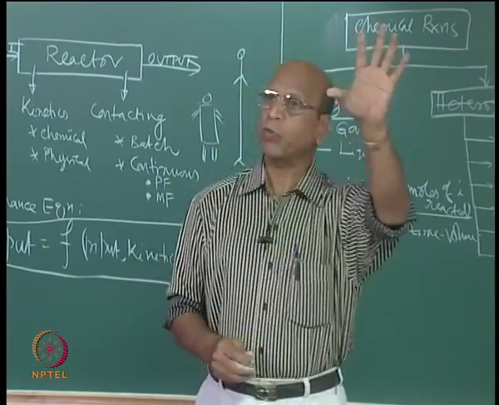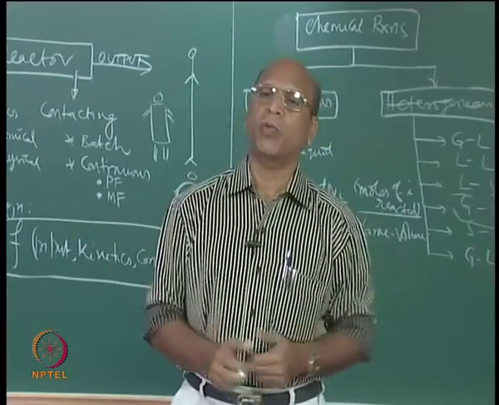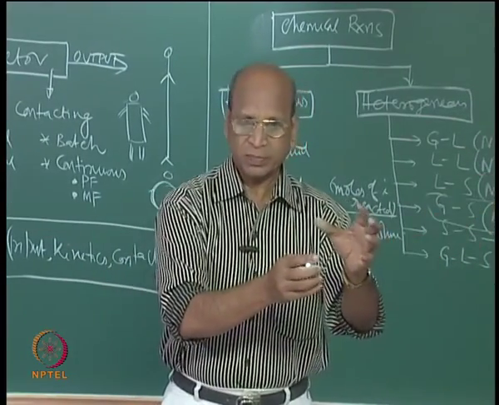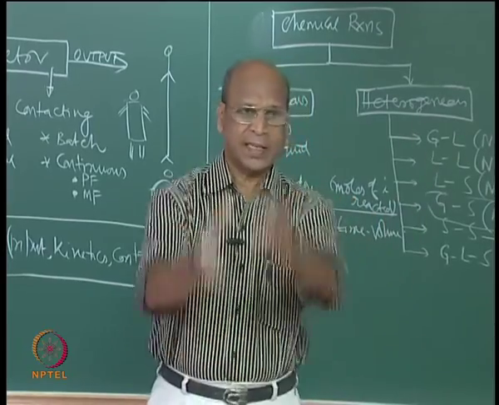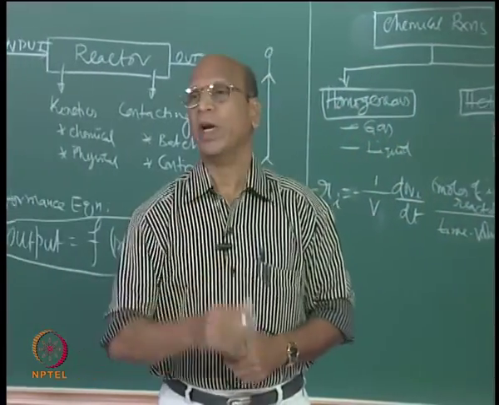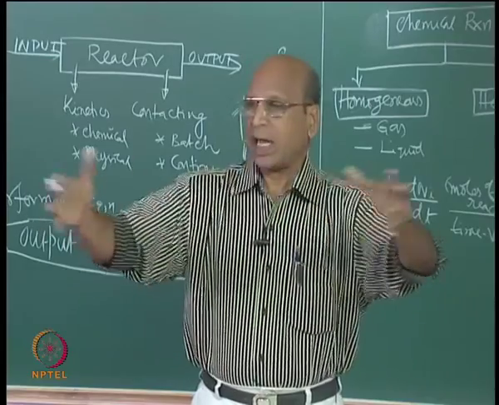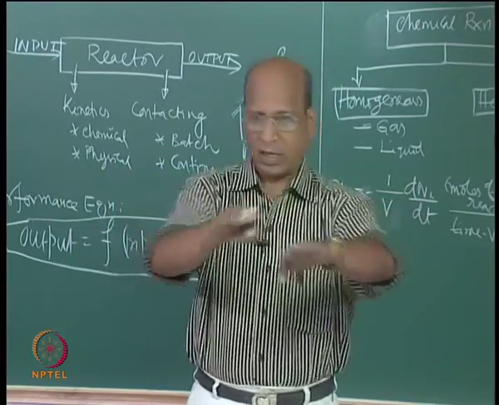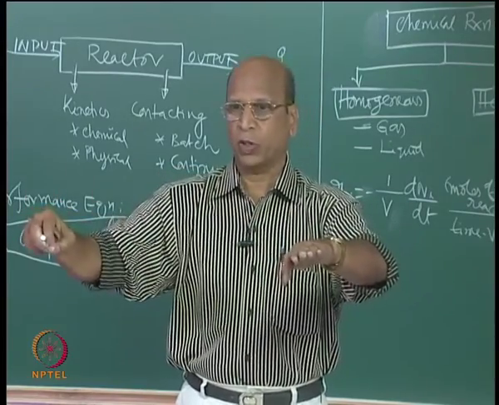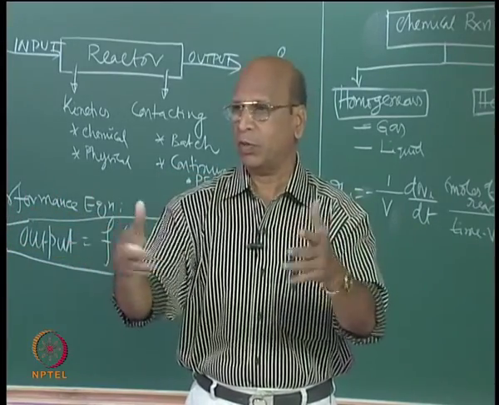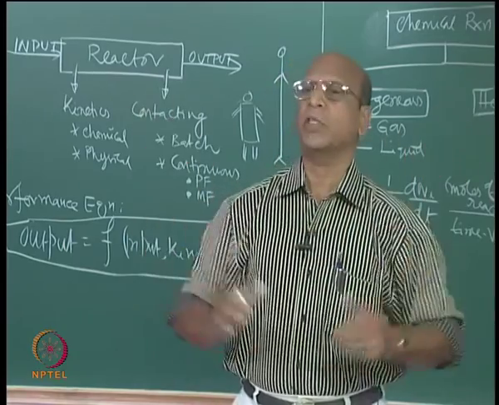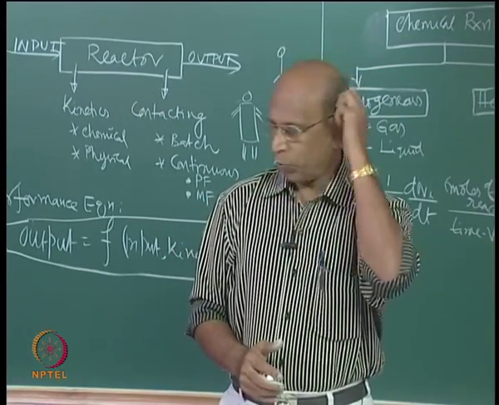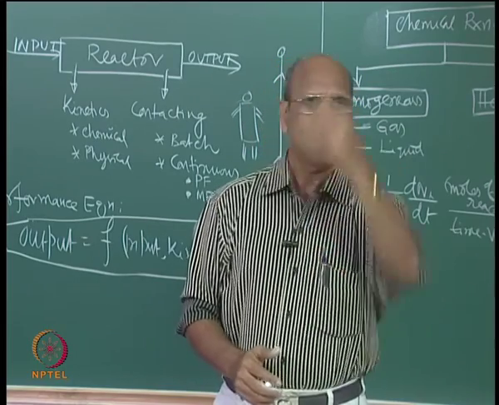Minimum 10 and above if you use, then only you will have the uniform voidage. Otherwise, what will happen? Near the walls, you will have more voidage, at the center you will have less voidage. But by increasing the diameter and putting only 100 particles, for example, across one diameter, if you are able to put 100 particles, most of the non-uniformities will disappear.